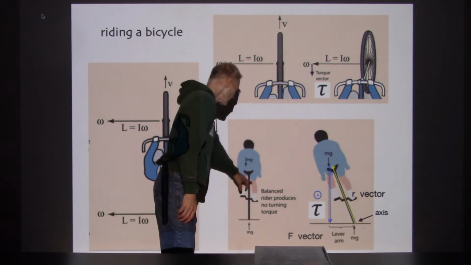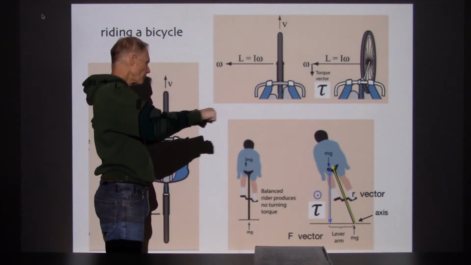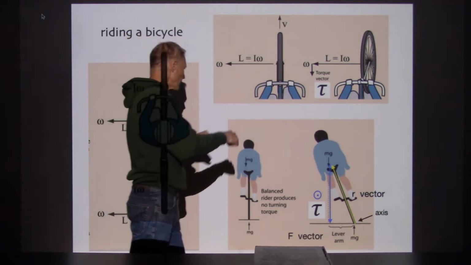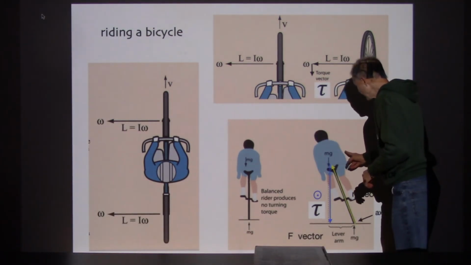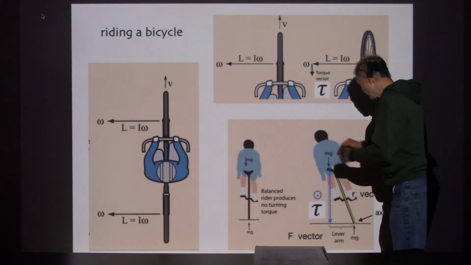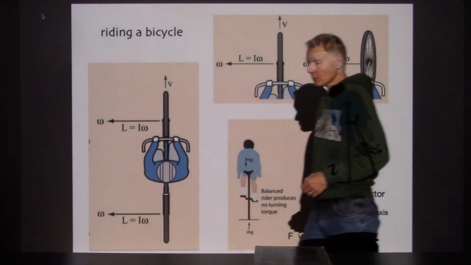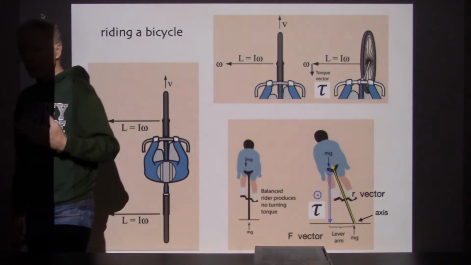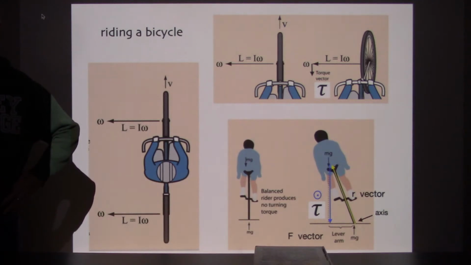I'm riding along. Here's a balanced rider producing no turning torque. But when the person turns the handlebars, we end up with a torque that tends to rotate the person over to a new direction. And that's what makes riding a bicycle something you have to practice, right? You have to practice and get a feel for what the bicycle response is going to be from the torques that are involved with this.